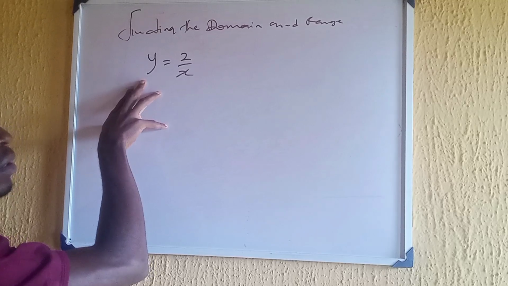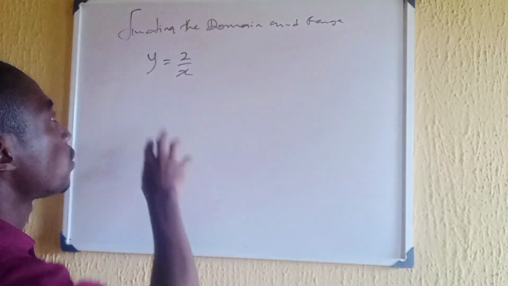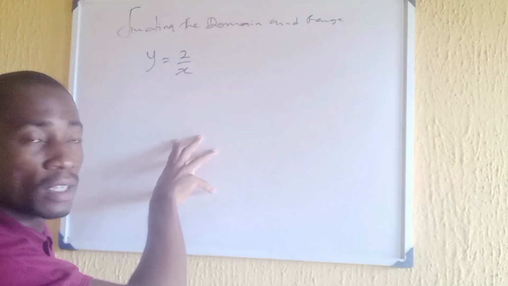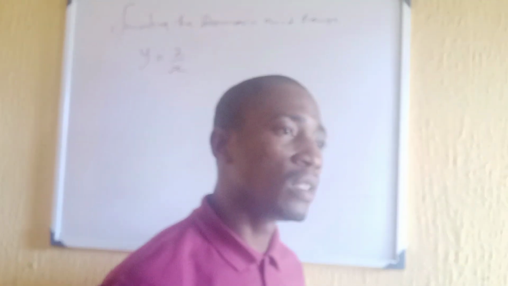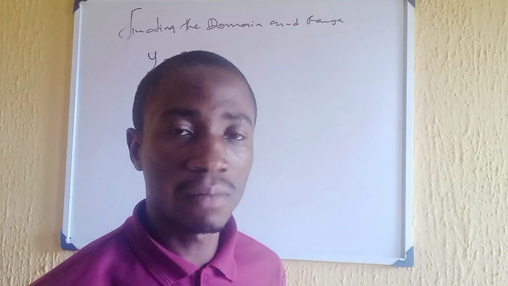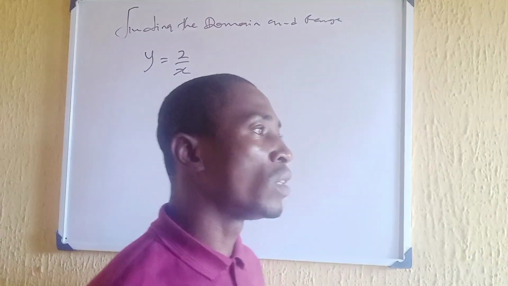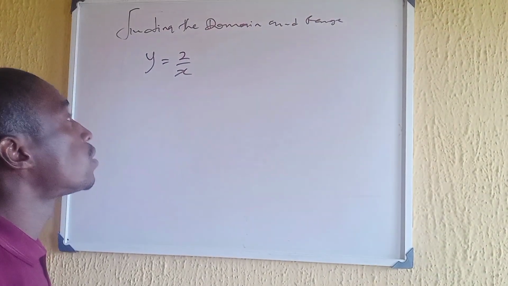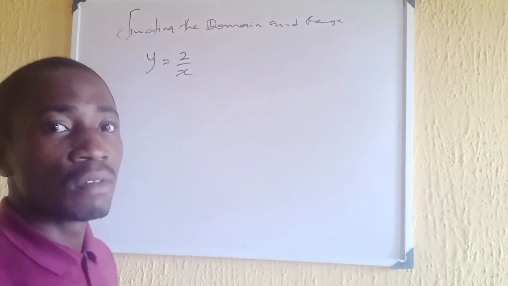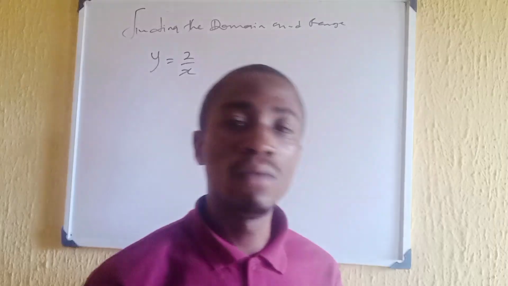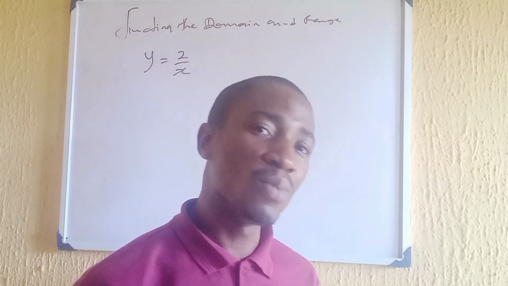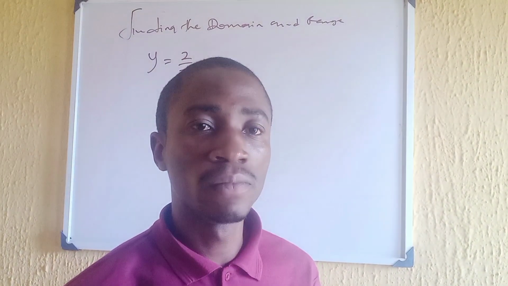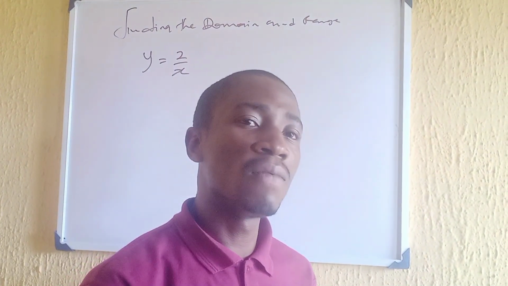Now, here is a function y defined in terms of x. So you'll have y equal to 2 over x. This is a function. Now the question is, why are we interested in knowing the domain and range of a function? Why we're interested is because not all values can be the input value of a function. Not all values can be the output value of a function. There are times that certain values are excluded.